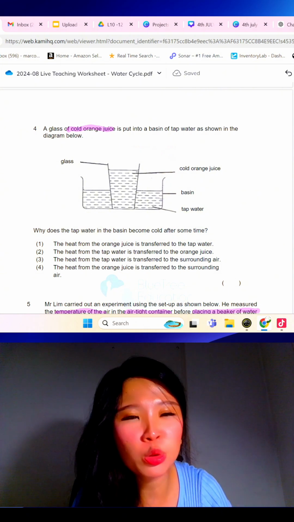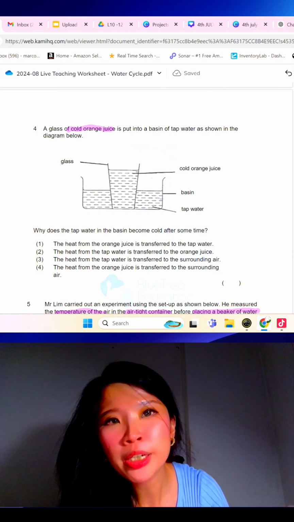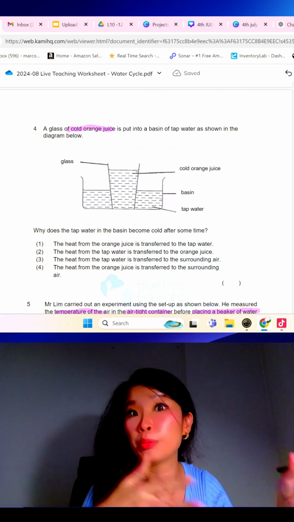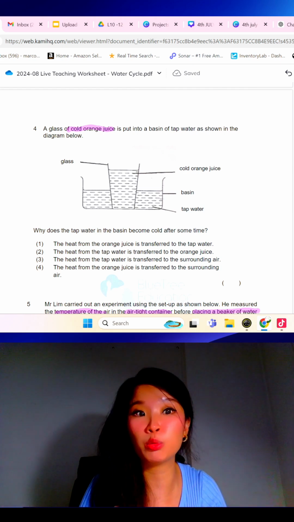We will teach you how to actually remember and link, so your P3 work can link to P4, link to P5, P6. So there's a way to do it.